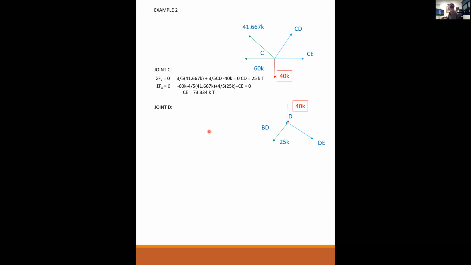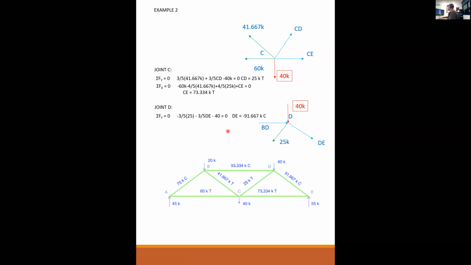Joint D, again, I forgot to put in, we know what BD is here. So we can do the vertical of 25, minus 3/5 of 25. It's pulling it down. Minus 3/5 of DE, it's also pulling it down, minus the 40 kips. So therefore DE is equal to minus 91.667 kips, and it's in compression. And here is my truss under the real loading.